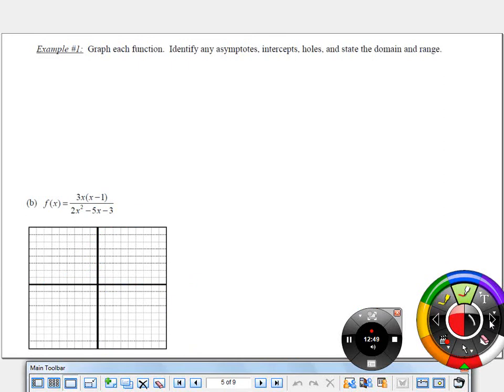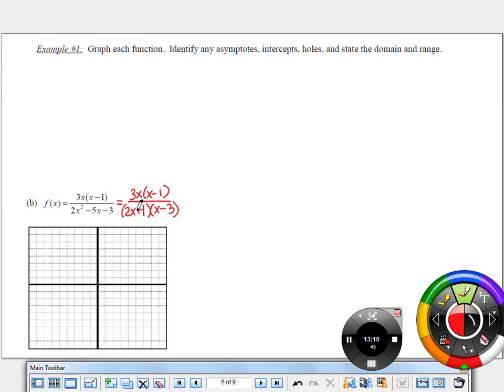All right, so we're going to look at another one. Again, we're going to go ahead and factor, and the numerator has been factored for us, which is nice. And in the denominator, we're going to have 2x and x. That would make 2x squared, and 3 and 1, negative and positive. All right, so everything's factored.